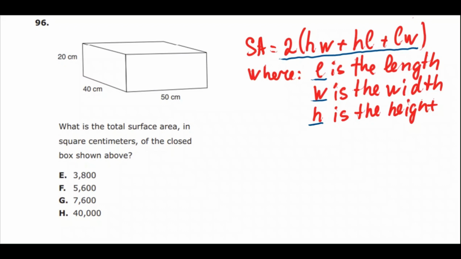2 L times W faces: top and bottom. 2 L times H faces: front and back. 2 W times H faces: sides. For this problem, length is 50, width is 40, and height is 20. To find the surface area, plug in the length, width, and height of the prism into the formula and calculate it.